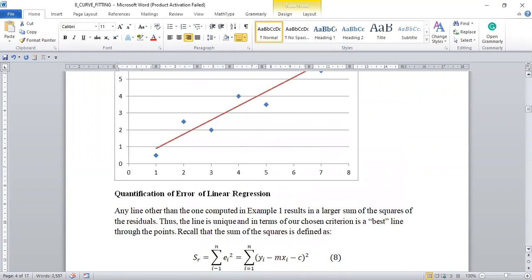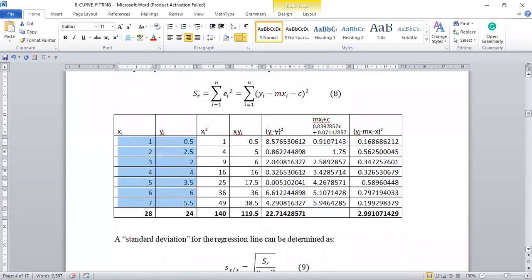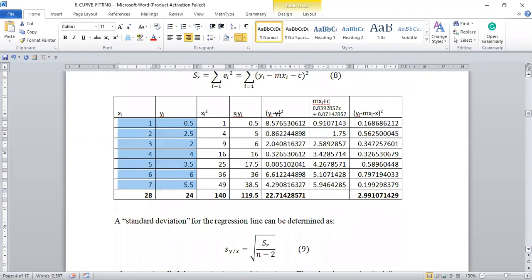So we need to actually quantify whether the line we derived is actually the best line or not. In order to do that, we need to estimate this value: y minus mx minus c.